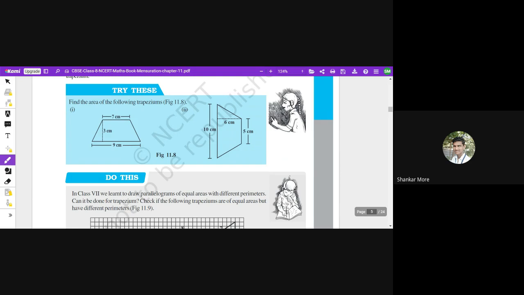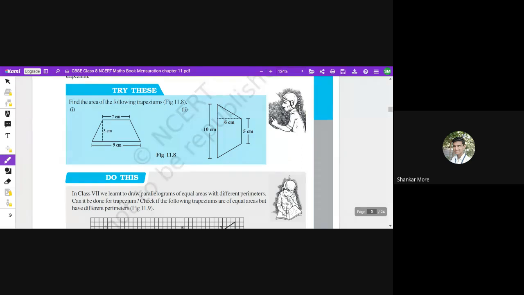So 24 meters square is going to be the area of this first trapezium. Okay, Shlok has found the area of the second trapezium as well. That's good. 45 centimeters square. Okay, Aidura has also found it out. Good, good, good. Very good.